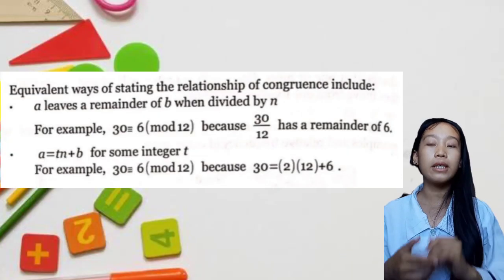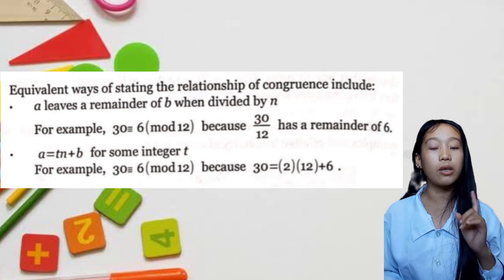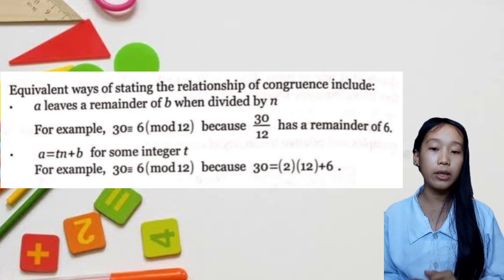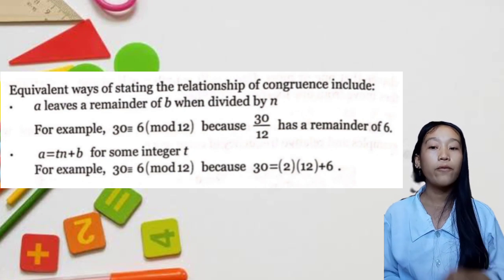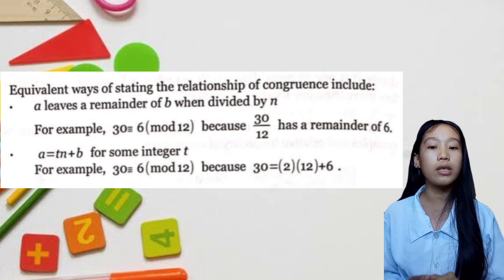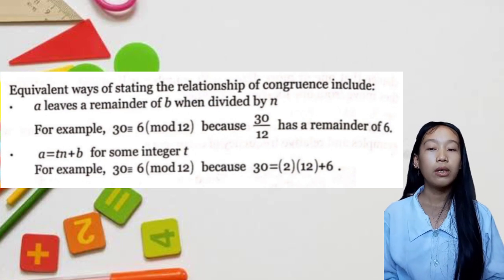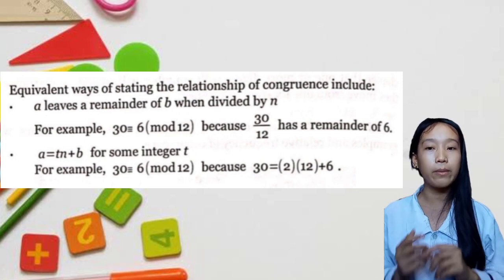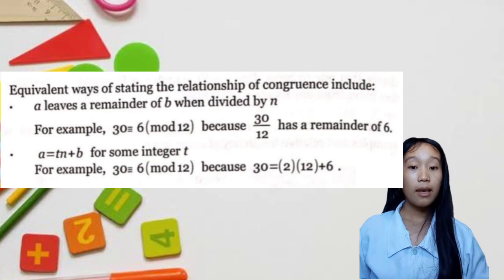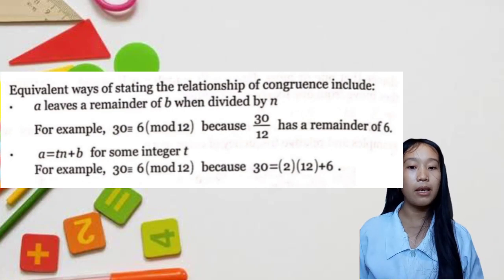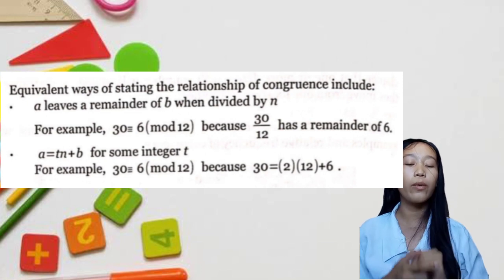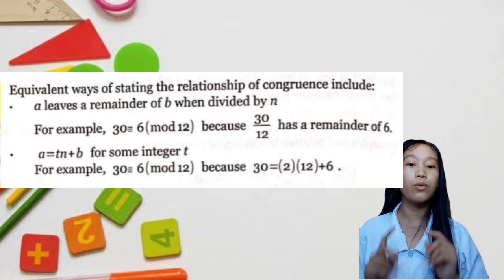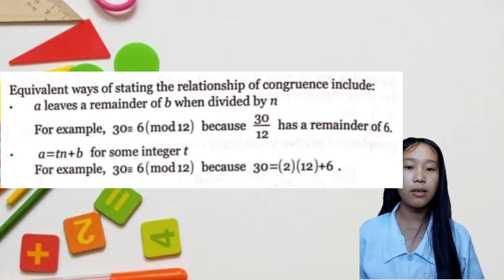Equivalent ways of stating the relationship of congruence include: first, a leaves a remainder of b when divided by n. For example, 30 is congruent to 6 modulo 12, where 30 divided by 12 has a remainder of 6. Second, a is equal to tn plus b for some integer t. For example, 30 is congruent to 6 modulo 12 because 30 is equal to 2 times 12 plus 6.